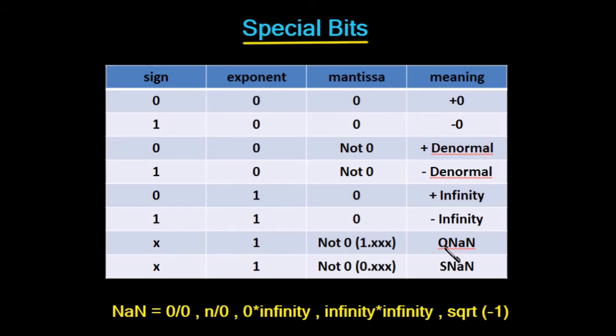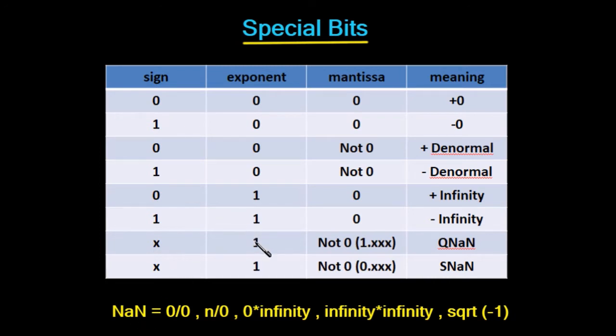Now we're also interested in not a number, so NaN stands for not a number. So you can see here the various possibilities of not a number. If you have 0 divided by 0, it's undefined. N divided by 0 is undefined. 0 times infinity, infinity times infinity. Or for example, if you're looking at complex numbers, taking the square root of minus 1. So these are all going to come out with not a number.